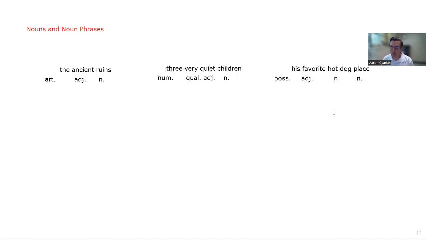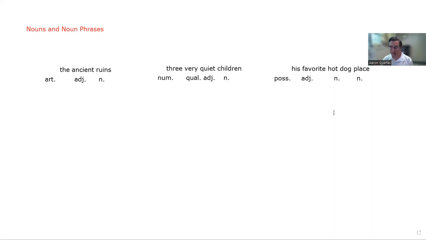His favorite hot dog place. His is a possessive pronoun. We're not going to label his as just a pronoun because it's not a noun. It's a special type of pronoun. I don't even like to call it a pronoun because it is not a noun. So if you see his, my, your, our, those are possessives. They denote possession. Favorite is an adjective.